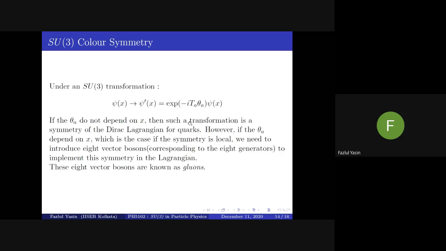However, if the symmetry is local and the theta^a depend on x, then the Dirac Lagrangian needs to be modified by introducing the covariant derivative, and this requires us to introduce 8 vector bosons which correspond to the 8 generators, and this is a requirement to implement this color symmetry in the Dirac Lagrangian for quarks. Now these 8 vector bosons are known as gluons.